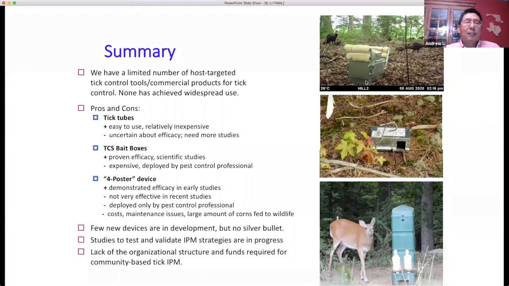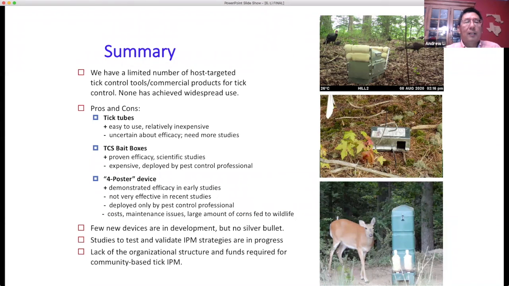So there are pros and cons for each one. Tick tubes are easy to use and relatively inexpensive. If you make the tick tube yourself, it costs very little money. But the efficacy results are contradictory. So I guess we need more research to see whether it works or not.